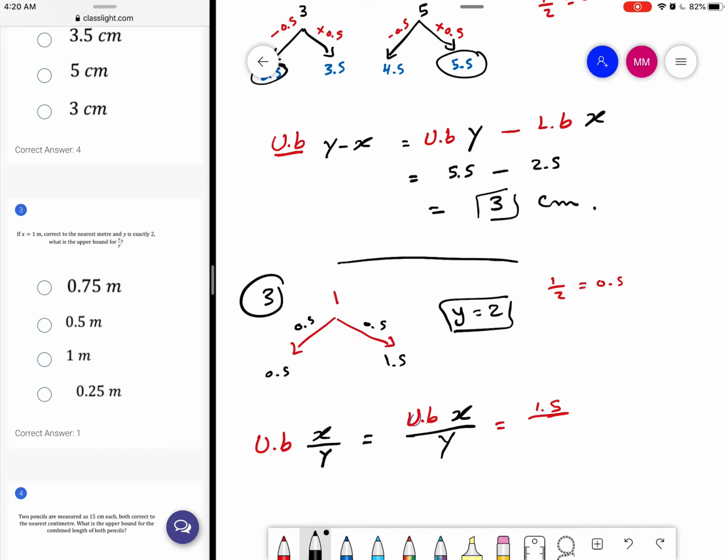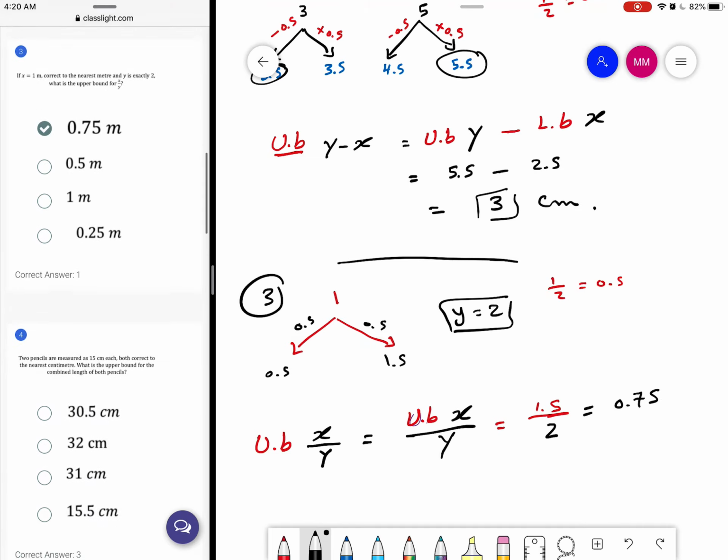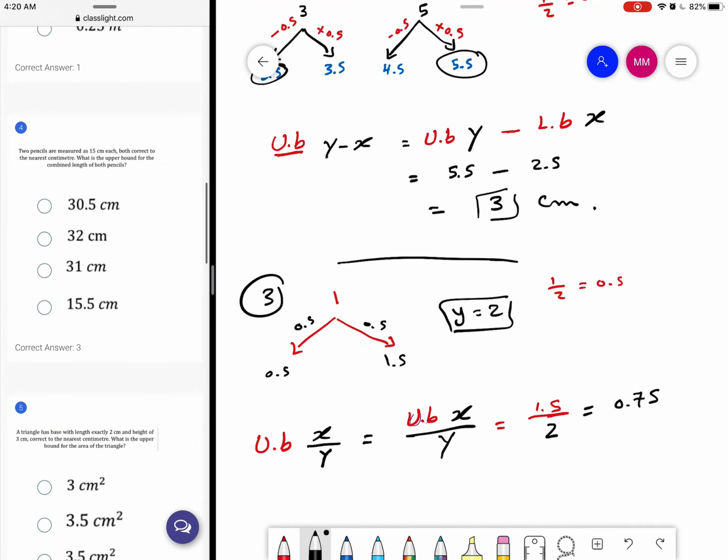It's just a number, so I will divide here by 2. He said what is the upper bound, so the upper bound of x is 1.5 divided by y, and y is exactly 2, so 1.5 divided by 2 equals what? Equals 0.75. So it's this one. Let's go for the next one.